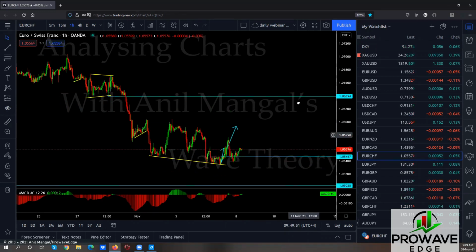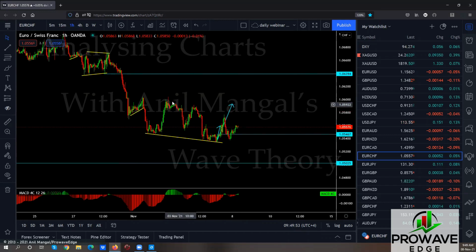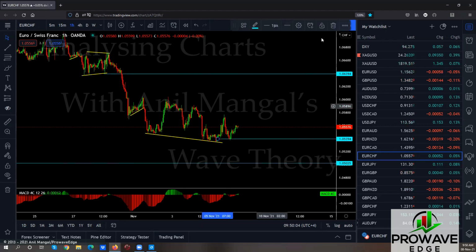Euro Swiss. Okay, this was a buy. It didn't go as far as we expected, but it's still within the sideways, so you can take that off. This was a buy setup. You definitely took profit out of that. Take that off, take this off, and take this off, because we had two setups, right? I think you guys remember the two setups.